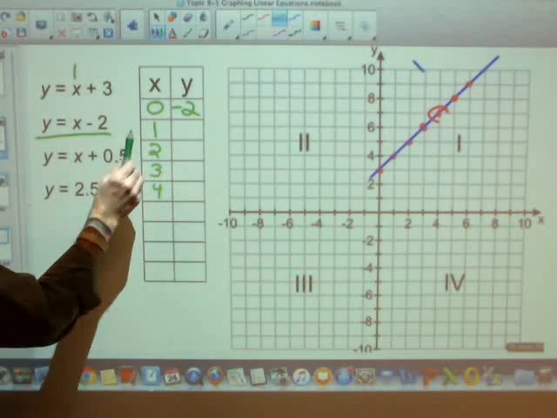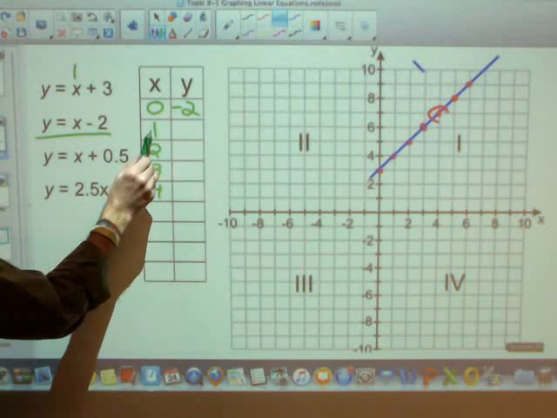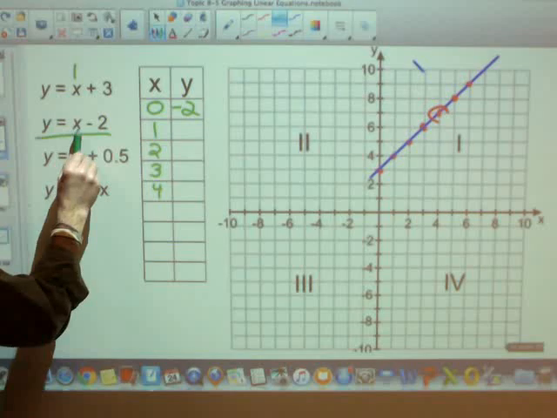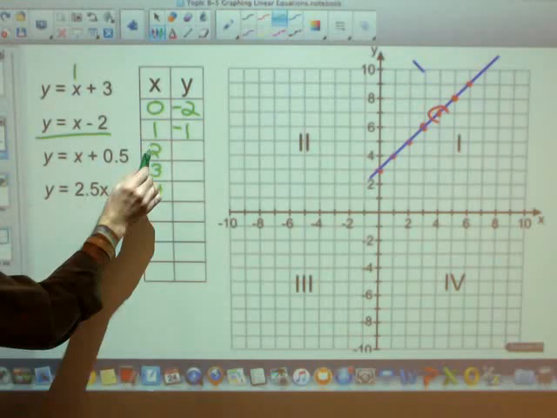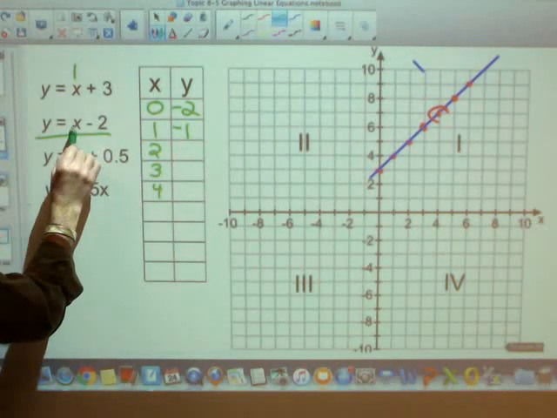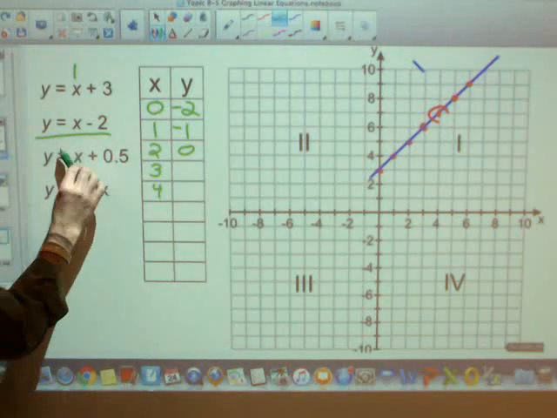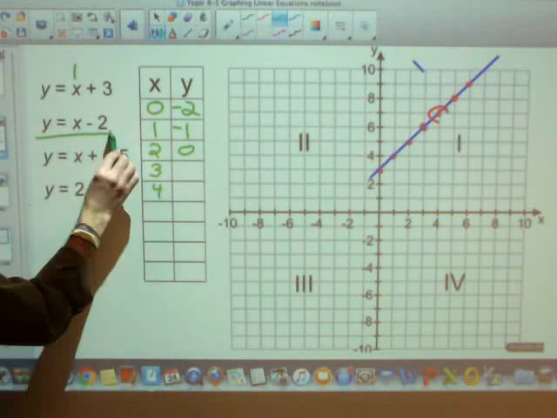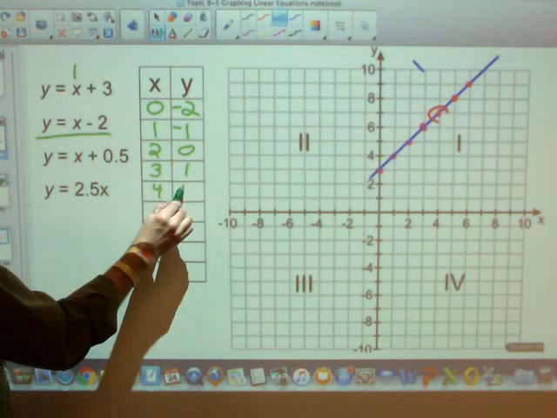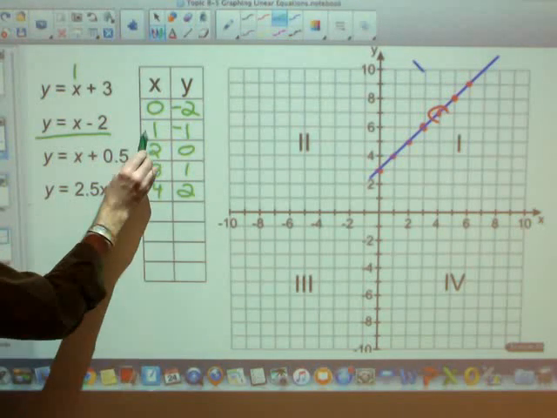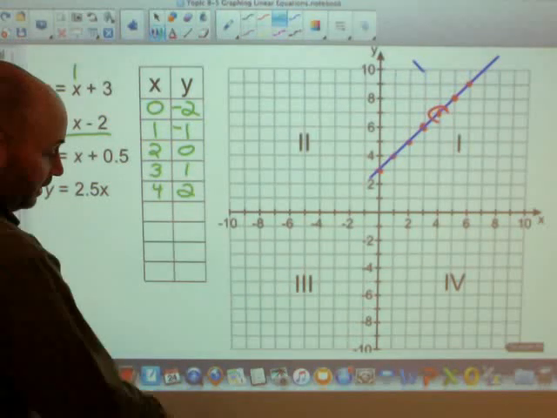All right? So if we have a value of 0, we end up with negative 2. If we have an x value of 1, 1 minus 2 is negative 1. 2 as an x value, 2 minus 2 equals 0. And then we have 3. 3 minus 2 equals 1. 4 minus 2 equals 2. Now we have 1, 2, 3, 4, 5 points, so we should be able to start creating another line.